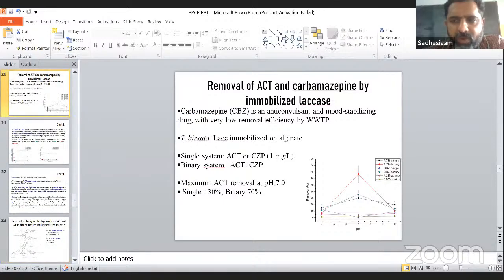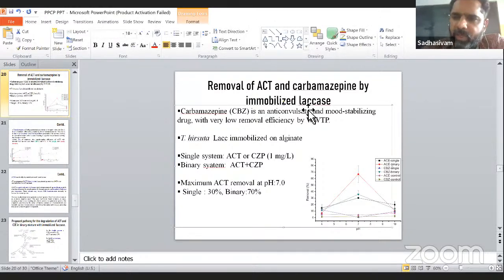Sometimes the drug one will help the degradation of drug two. Acetaminophen is a good substrate for laccase, whereas carbamazepine is also a drug coming under the category of anti-convulsant and mood stabilizing drug. So directly, laccase has its limitation to degrade carbamazepine, but when you put carbamazepine with acetaminophen, it will help to achieve the degradation in a quick way.